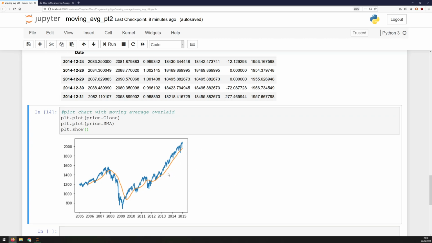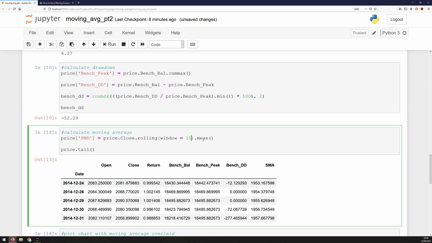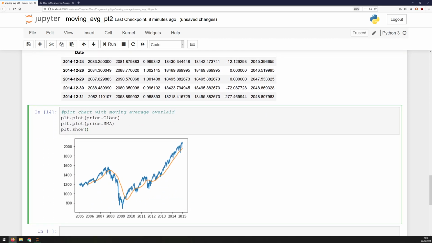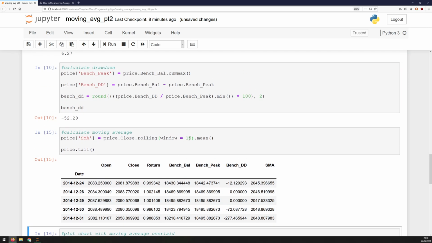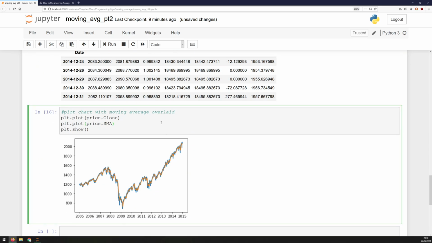Now, if I change that period to a smaller number, so instead of that 200-day period, let's say 15, I need to rerun this code up here. And then I can rerun this section here. You can see that the moving average is almost directly on top of the price. So it's following much more closely. So that is the difference between these slow and fast moving averages. So let's just put that variable back in here, rerun this cell, and then rerun this one underneath it, and it's back to how it was before.